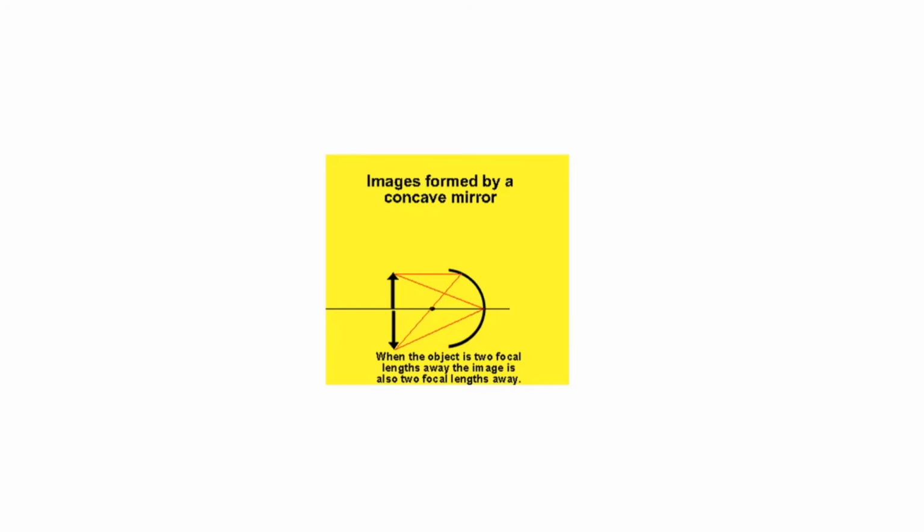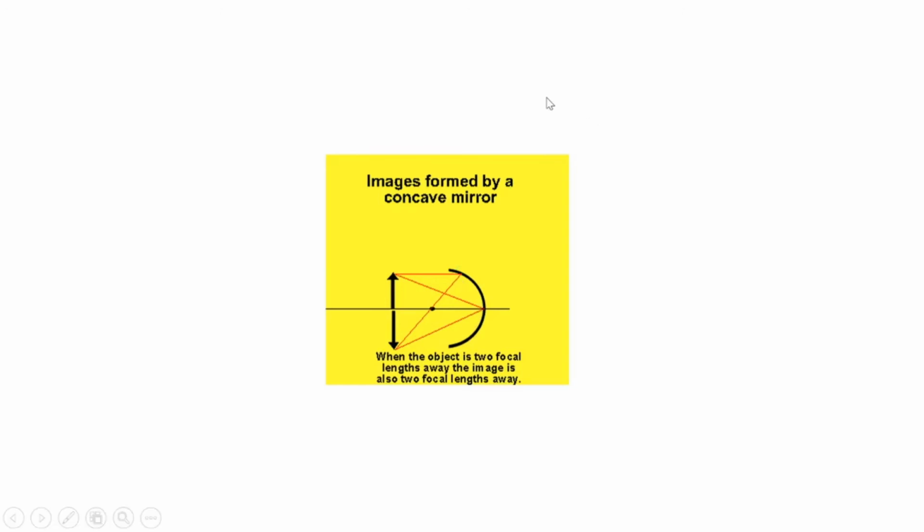Images formed by a concave mirror. This is also how the images are formed when we are just changing the position of the object. Now we have seen three types of images, where they are forming, how they are forming, and what type of images are forming when we are just changing the position of the object.